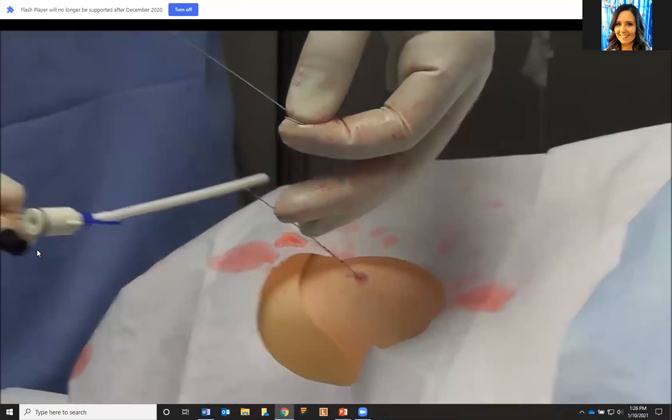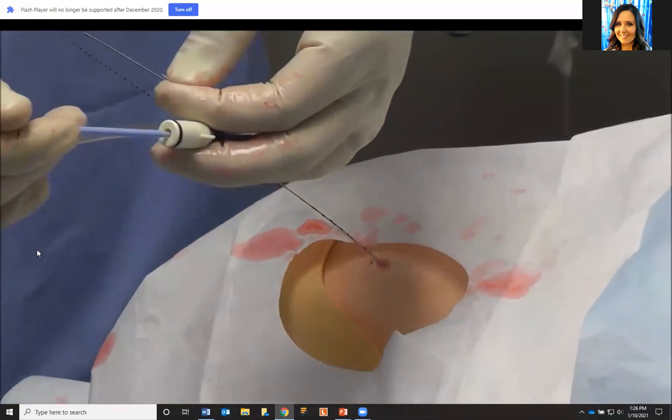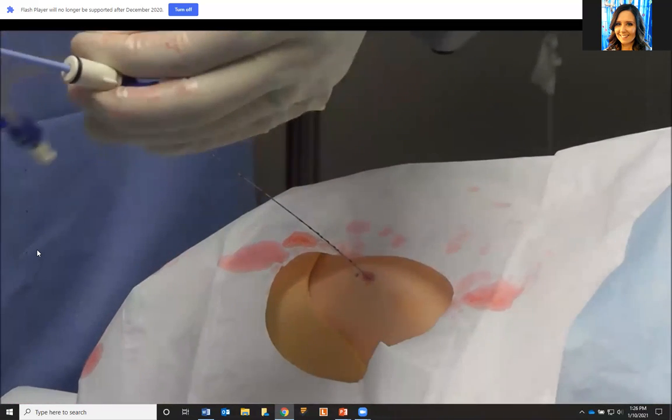Now that this wire is back in, it's time to float our central catheter. So I'm going to load my Cordis here with the dilator.